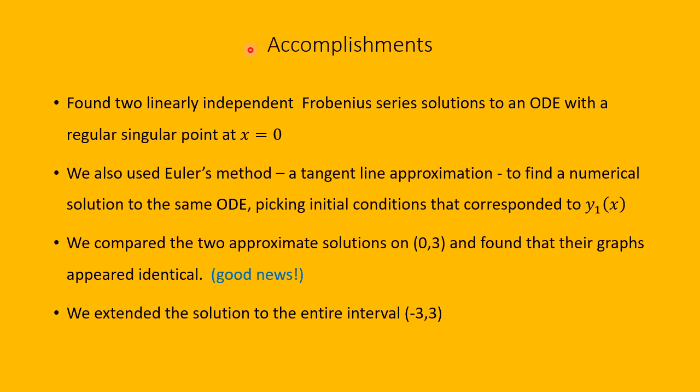So what did we accomplish in this lesson? Well, we found two linearly independent Frobenius series solutions to an ordinary differential equation that had a regular singular point at x equals 0. We called those two solutions y sub 1 of x and y sub 2 of x. We also used Euler's method, tangent line approximation, to find a numerical solution to the same ordinary differential equation by picking initial conditions that corresponded to our y sub 1 of x function, and Euler's method gave us the graph of a solution that looked identical, to the eye at least, to y sub 1 of x. We compared the two, and since they appeared identical, that was good news. That meant we were on the right track, probably didn't make any stupid mathematical errors along the way.